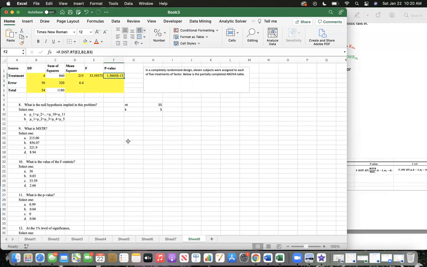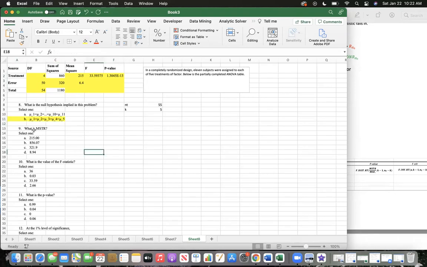All right. Now that we've filled out the table, we can start looking at the questions. So number 8 says, what is the null hypothesis implied in this problem? The null hypothesis has to have equals in it. So we can see that both of our answer choices have equals in it. So that's great. But whenever we're doing Anova, we're testing on the treatments. So how many treatments do we have? 5. It says that right here in the problem. So that means we're going to have mu1 equals mu2 equals mu3 equals mu4 equals mu5. So that would be our answer choice.